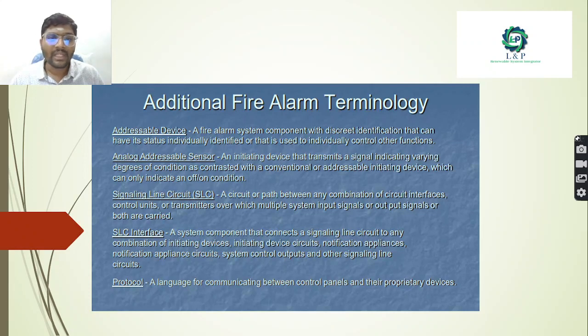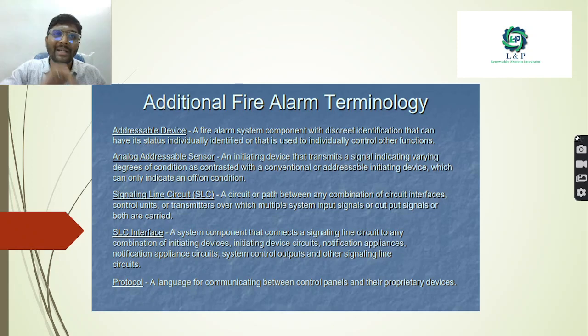Okay, now apart from this we need to know some of the fire alarm terminologies. What are all the addressable devices? A fire alarm system component with a discrete identification that has its status individually identified, that is used to individually control the other functions.